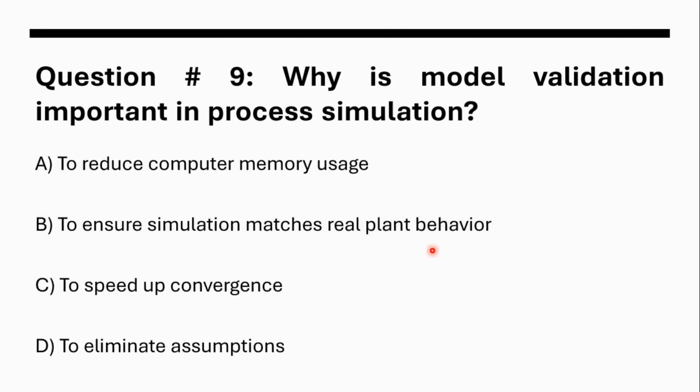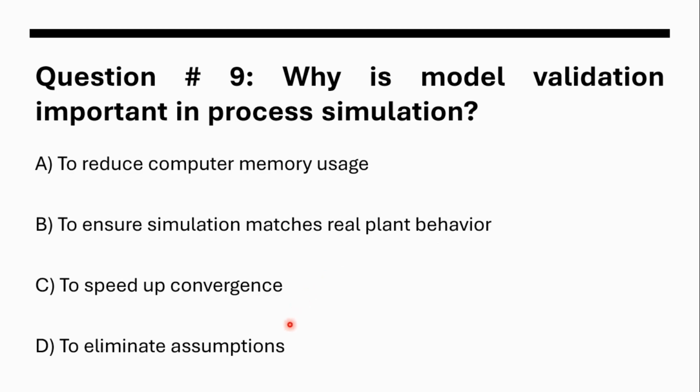Going to question number 9, why is model validation important in process simulation? Number A, to reduce computer memory usage. Number B, to ensure simulation matches real plant behavior. C, to speed up convergence. D, to eliminate the assumptions.